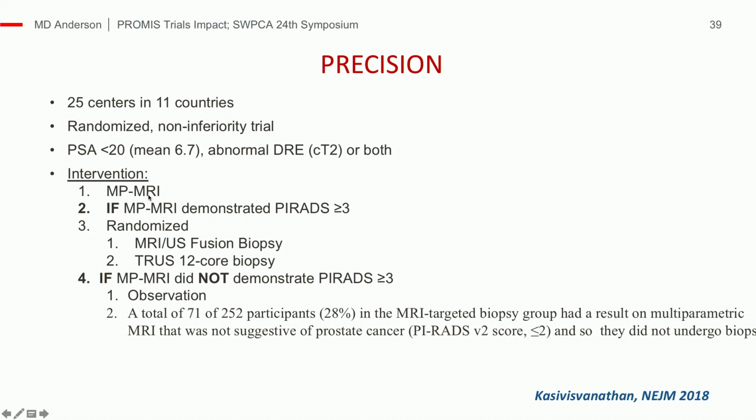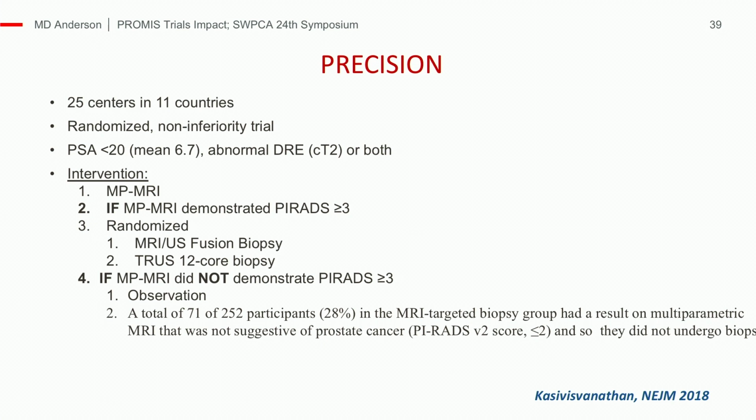The intervention was that all men who had some reason to undergo a prostate biopsy underwent a multiparametric MRI. If the multiparametric MRI demonstrated a PI-RADS 3 or higher, and again it comes back to the radiological interpretation of that MRI, they were randomized to either undergo an MRI ultrasound fusion-guided biopsy of the prostate or a 12-core systematic random biopsy of the prostate.